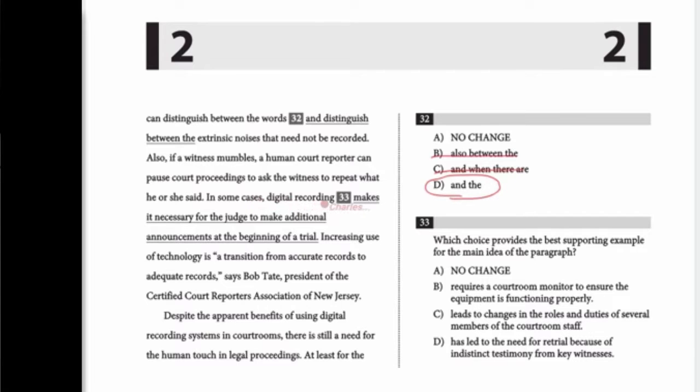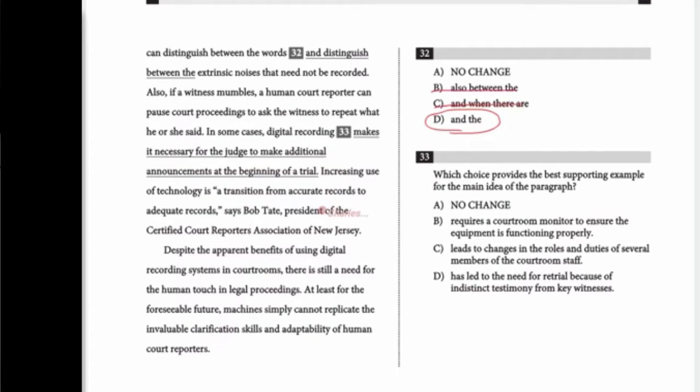33. In some cases, digital recording makes it necessary for the judge to make additional announcements at the beginning of a trial. Which choice provides the best supporting example for the main idea of the paragraph? So the main idea of the paragraph is that the recorders can't distinguish noises. So which has to do with that? It makes the judge have to make announcements at a trial. No, that doesn't really support the concern about the recorders.